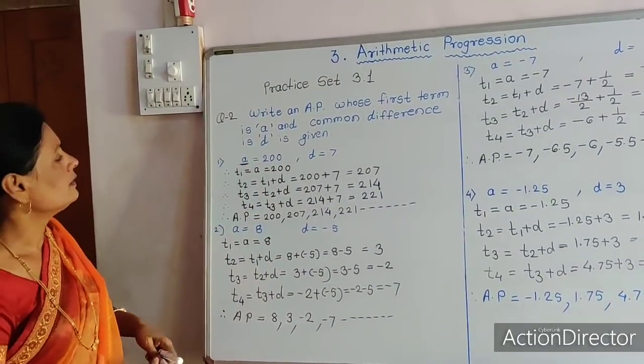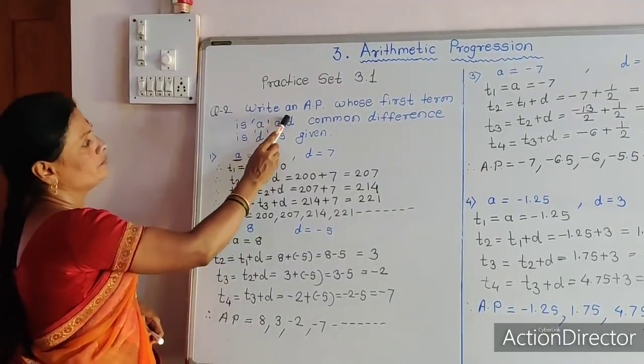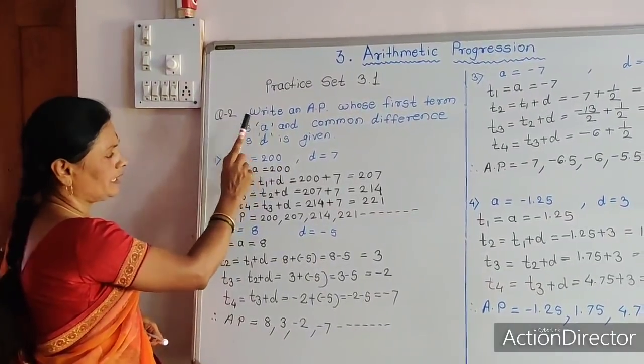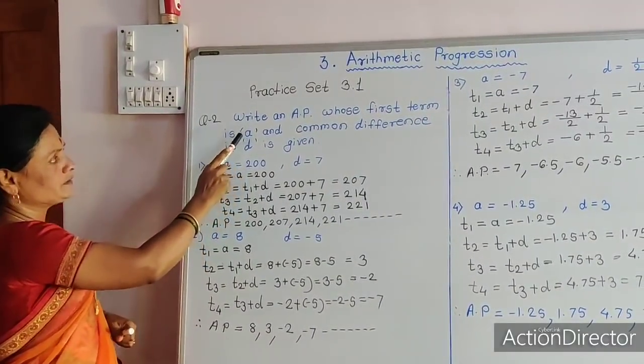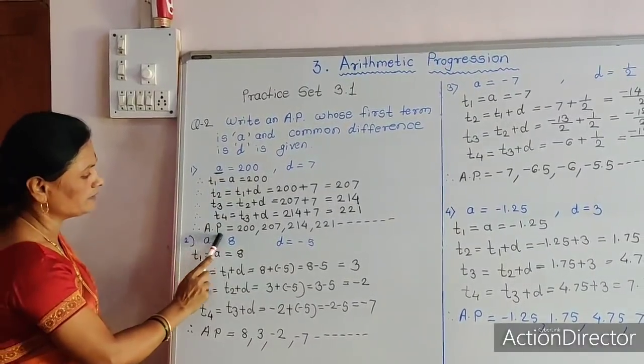Now look here. Here the question is write an AP. We have been given the first term A and the common difference D. From the first term and the common difference we find the AP.